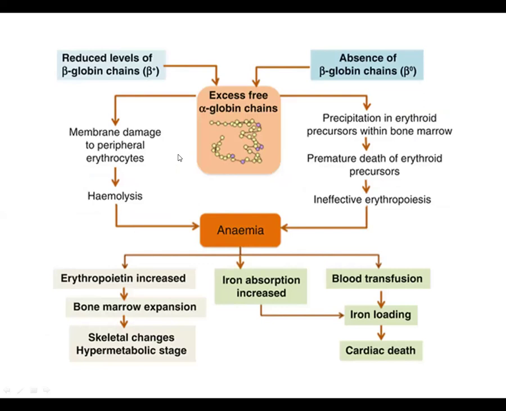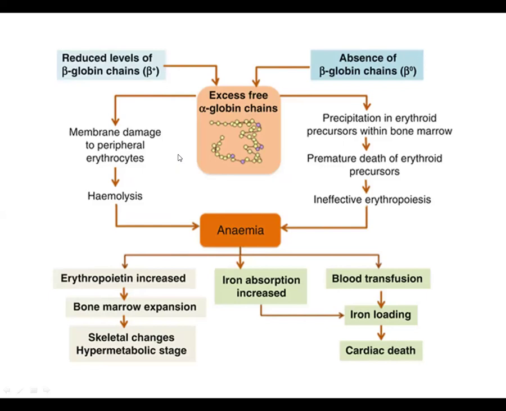When there are reduced levels of beta globin chains or absence of beta globin chains, this results in excess of free alpha globin chains, because now the alpha globin chains do not have any beta globin chains to bind with. Excess alpha globin chains precipitate in the precursor cells within the bone marrow, and they lead to premature death of these precursor cells, which results in ineffective erythropoiesis.